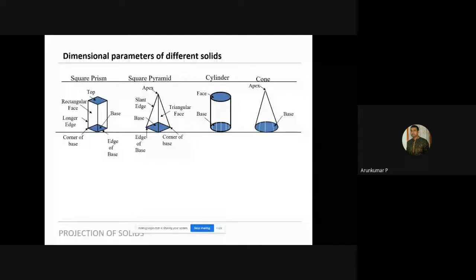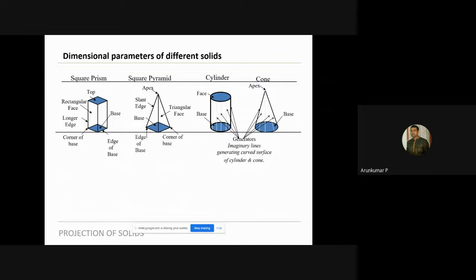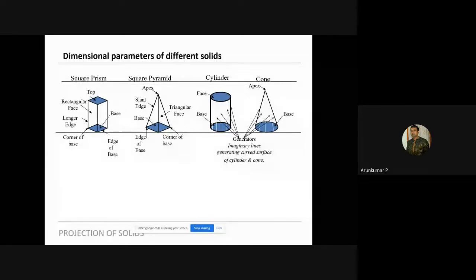And these lines you see here are the generators. I hope you remember how we solved the problem on circular lamina. In the circular lamina, we had divided the circle into 8 equal parts. And then we got the points on the circumference of the circle, 8 points. And those are the points which were projected into the front view, into the top view, and then solved. So here also you have to do the same thing. You have to divide this cylinder or this cone into 8 equal parts.